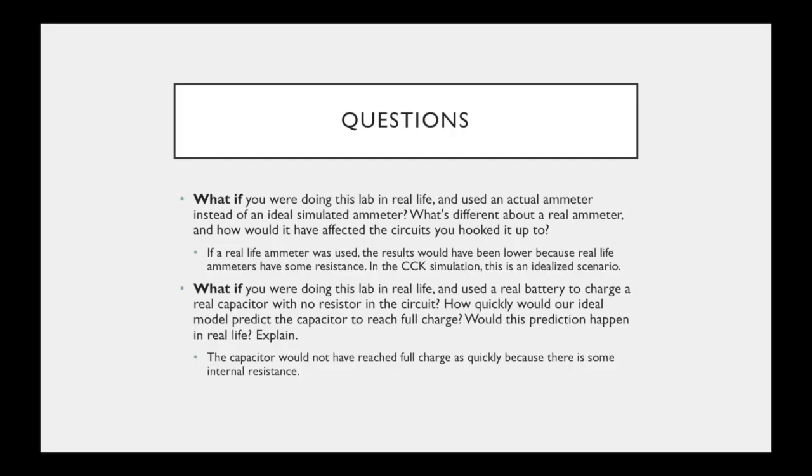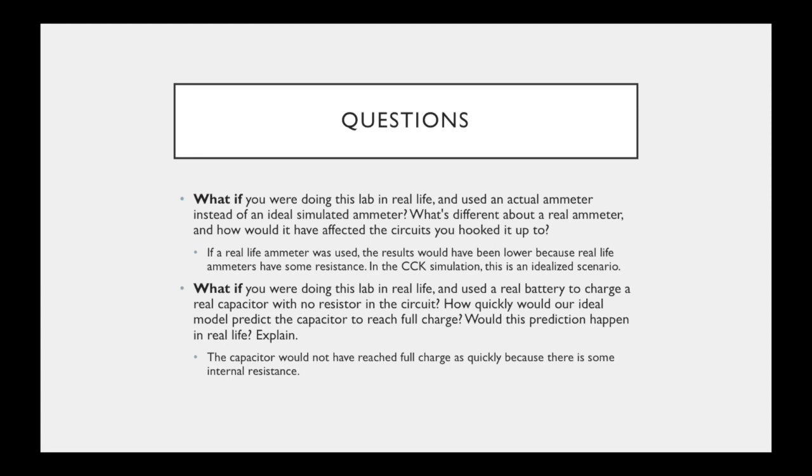Finally, there are a couple of questions associated with this lab. First, what if you were doing this lab in real life and used an actual ammeter instead of an ideal simulated ammeter? What's different about a real ammeter, and how would it affect the circuit you hooked it up to? If a real-life ammeter was used, the results would have been lower because real-life ammeters have some resistance. In the CCK simulation, this is an idealized scenario, and therefore does not have the resistance that it would have in real life.